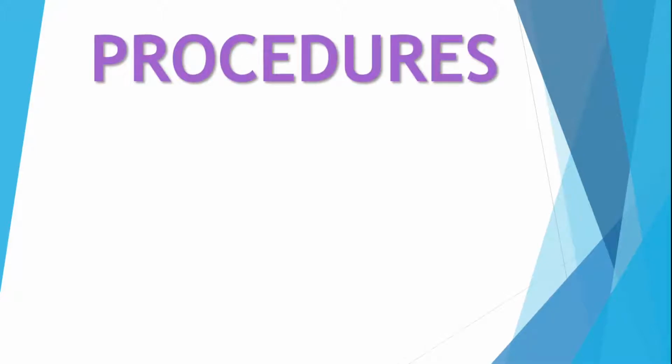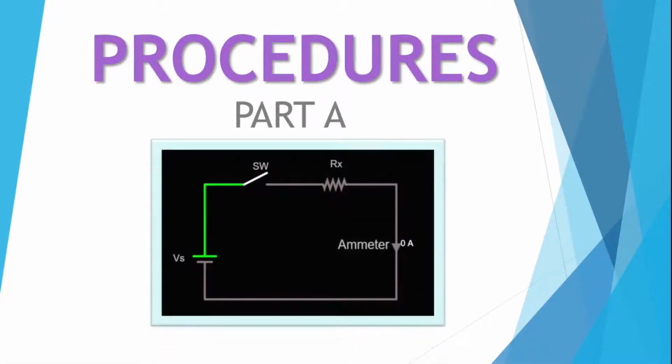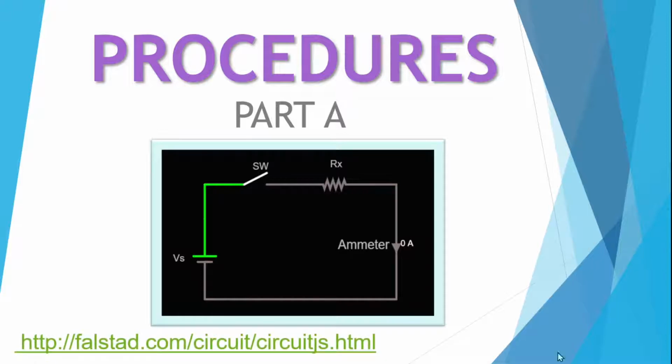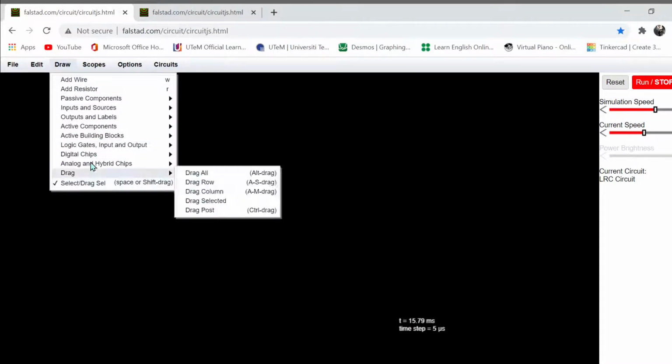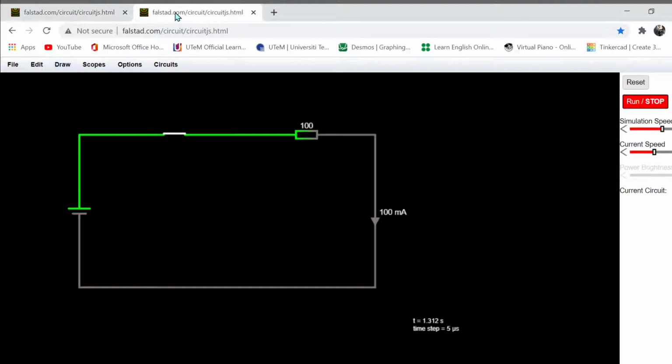Now, we move on to the procedures. Part A. This is the diagram given for us to build the circuit. But first, we have to click the link provided. This is how the link looks like. The first step is to delete the circuit, then click draw and add in the components needed. The circuit should look like this.